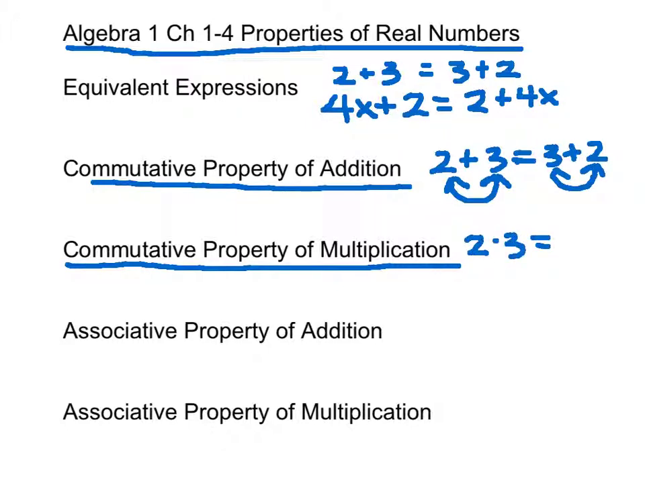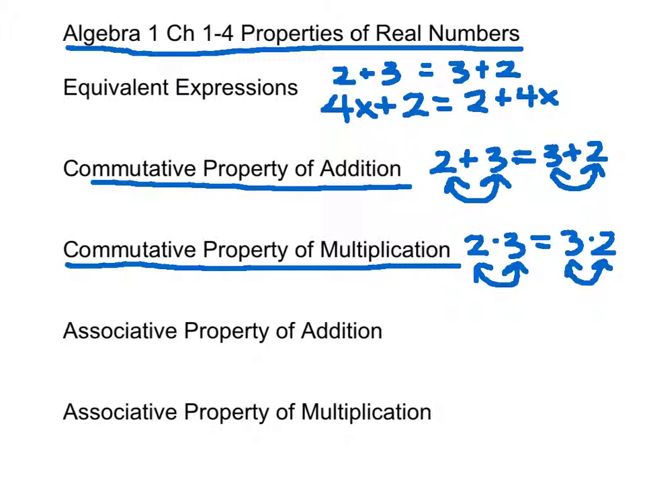The commutative property of multiplication is similar, it's just that we have multiplication instead of addition. So if I had 2 times 3, and I was asking you to use the commutative property, what do you think you would put? Yes, you would put 3 times 2. Both sides equal 6, so they are equivalent expressions, but they're just rearranged.